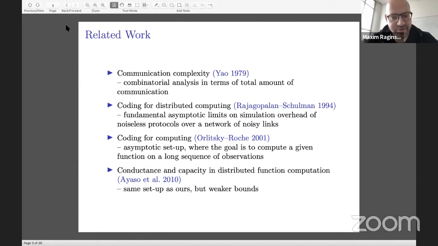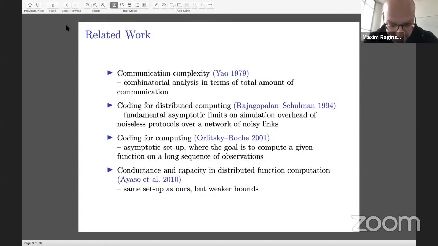In the information theory literature, the paper by Orlitsky and Roche in 2001 looked at computing a function as a coding problem. It's a functional compression problem where you have nodes and each of them has a stream of values from a random source, let's say IID realizations of some pairs, and all the nodes want to compute functions of these pairs. So the idea is that it will look at the block length effects.